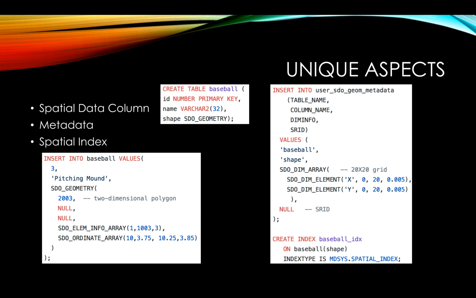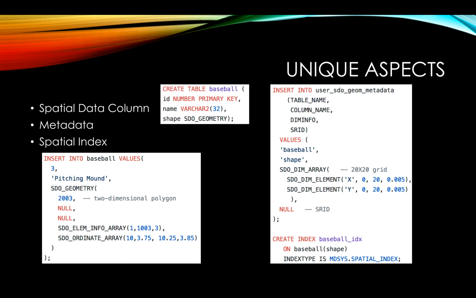So spatial data columns are what are known as object columns, except they contain special information that's recognizable by the server. So you see in the picture in the middle, you create the table called baseball, and then at the bottom, the final column is shape, SDO geometry. And so SDO geometry is the object that represents the spatial data column.